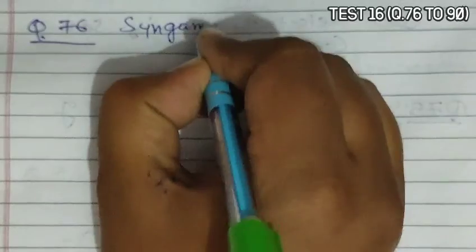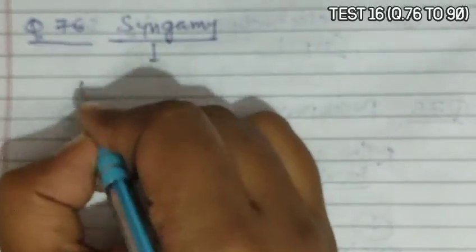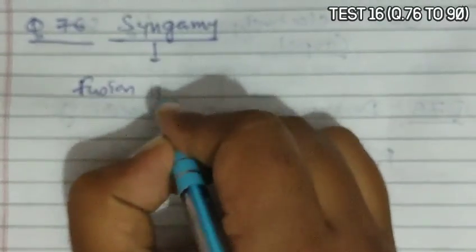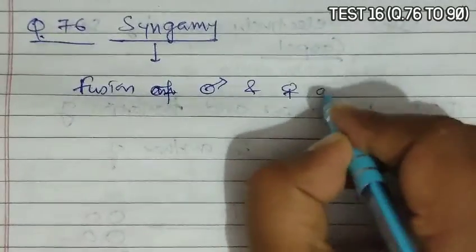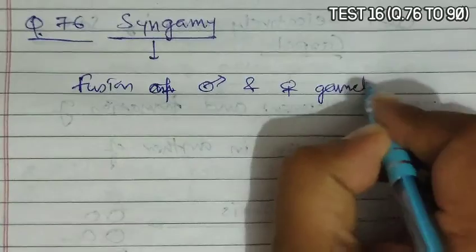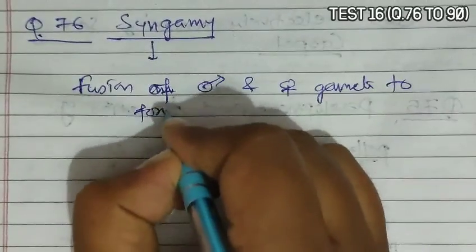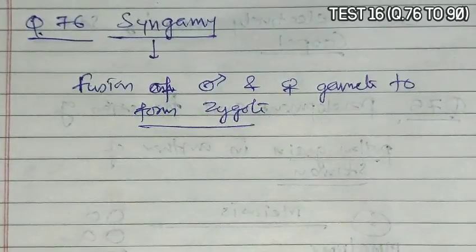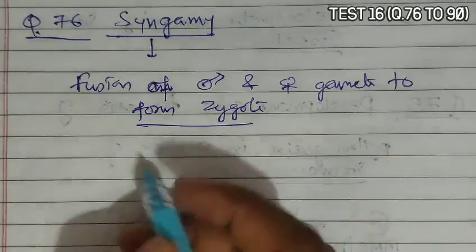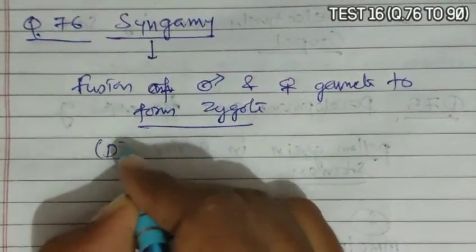Question 76 asks what syngamy means. Syngamy means fusion of male and female gamete to form zygote. So syngamy is a fusion of gametes. So D is the correct answer.